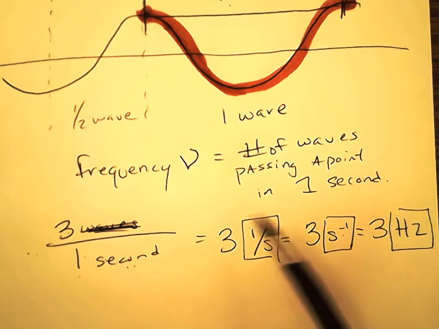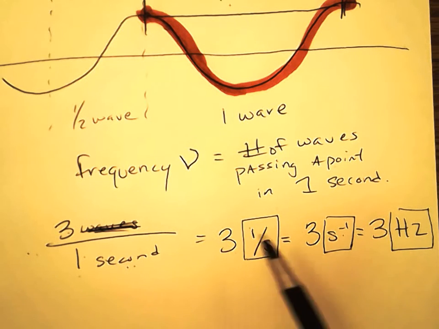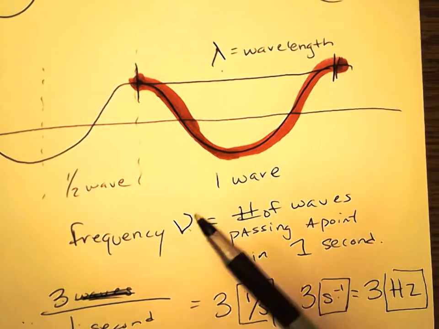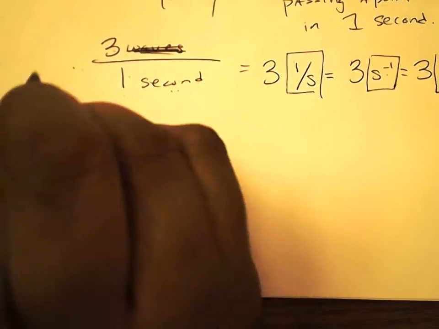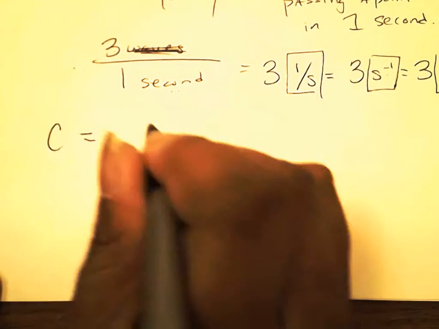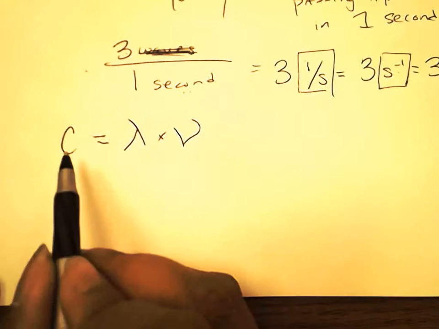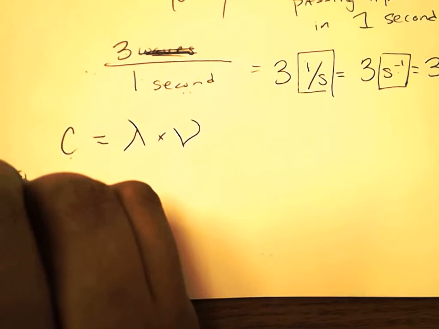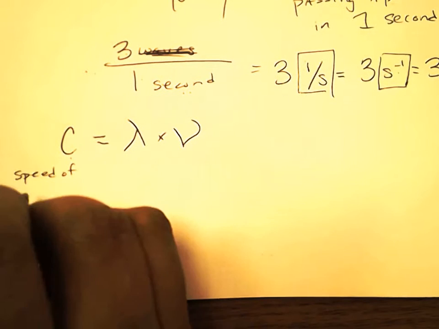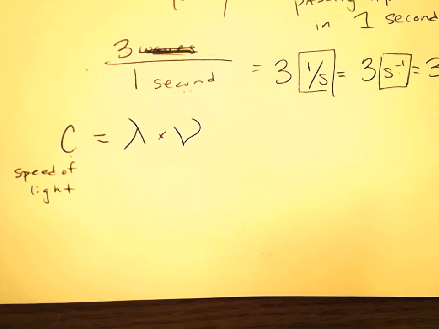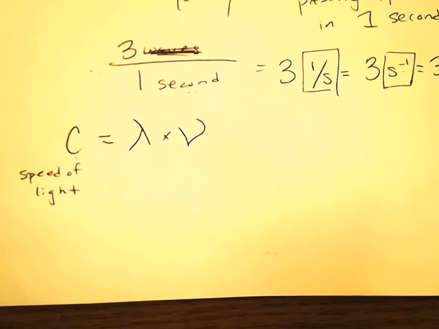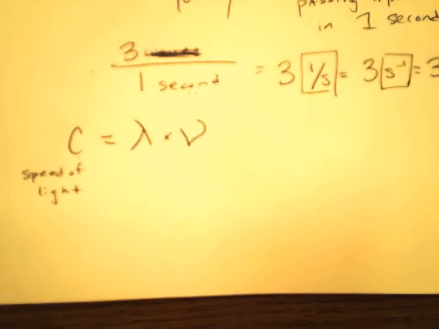Well, I'm not going to have you calculate frequency by counting waves or anything like that, because that's for physics. Instead, what we need to focus on is the relationship between frequency and wavelength. That relationship is defined by this formula. C equals lambda times nu. What is C? That's the speed of light, which is a constant that always remains the same. What is that constant?